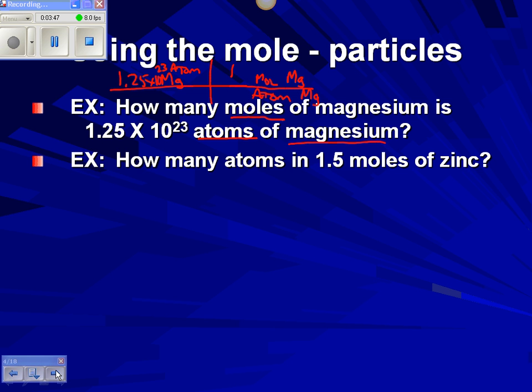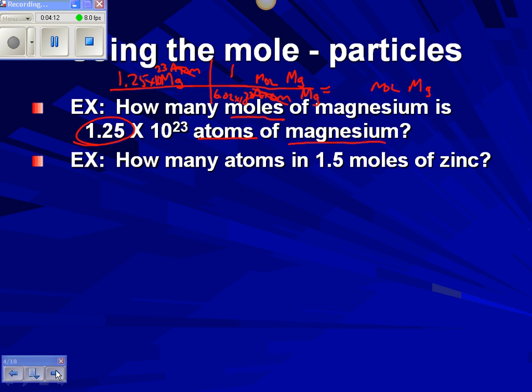1 mole is 6.02 times 10 to the 23rd atoms. The label of atoms of magnesium is going to cancel out. I'll be left with moles of magnesium. So you just, in this case, divide 1.25 times 10 to the 23rd by 6.02 times 10 to the 23rd, and you'll get your answer. Remember significant figures, 3 significant figures in your answer.